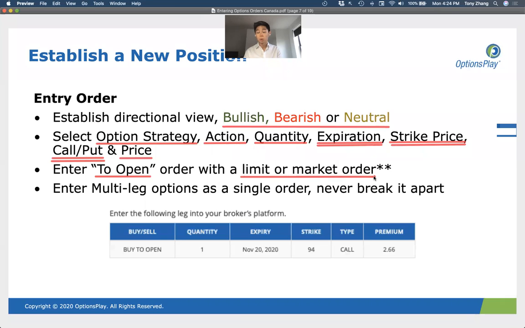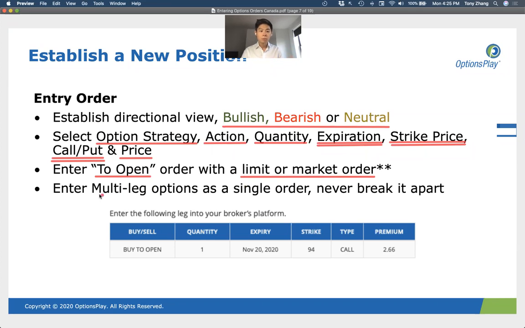You can enter a market order to get filled immediately at whatever the market price is, or you can place a limit order, which basically says that I want to get filled at this price or better at some time in the future. So just like a stock trade, you can specify how you want that order to execute.